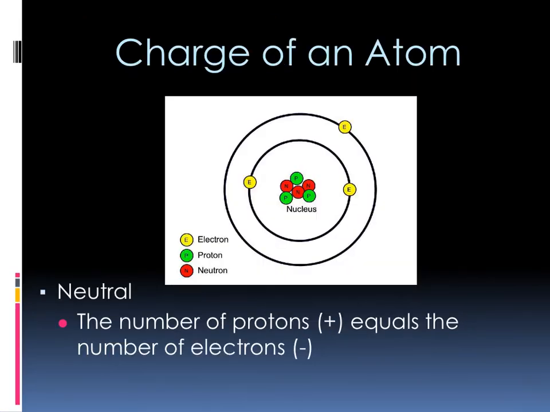Most atoms, any normal atom, is going to be considered neutral, meaning that the number of protons is equal to the number of electrons. So if we had 2 protons, we would have 2 electrons, and that equals out to 0.